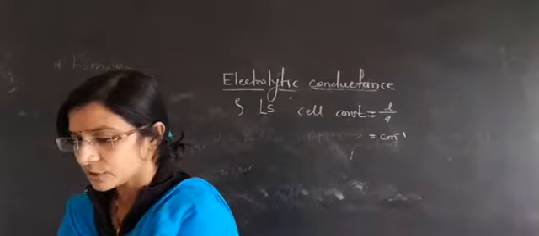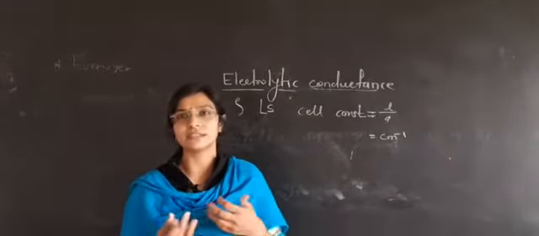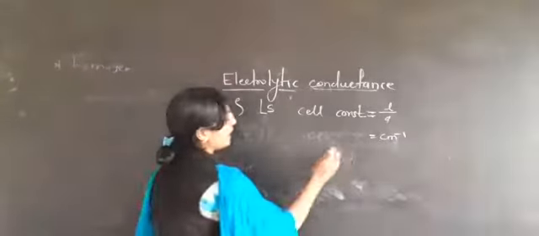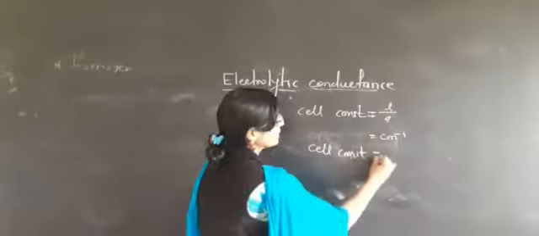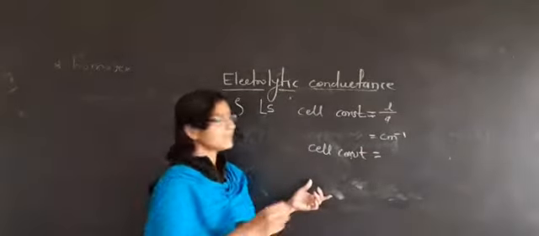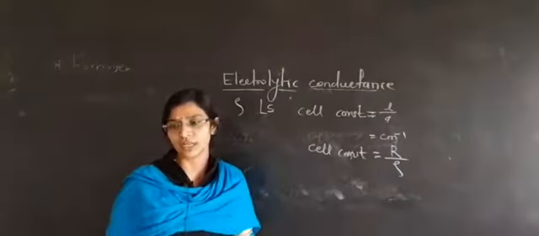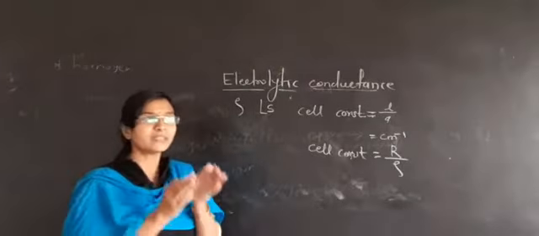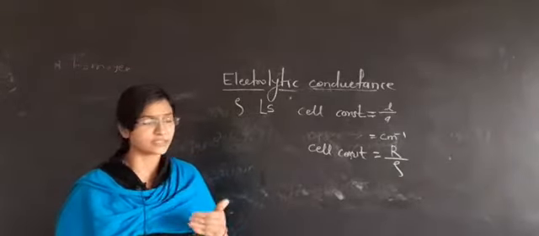Now, if we know the specific resistance and the resistance, how do we find the cell constant? It's also a very important correlation. When we know the resistance, the resistance upon the specific resistance is known as the cell constant. It is also one of the equations useful to find the cell constant value.